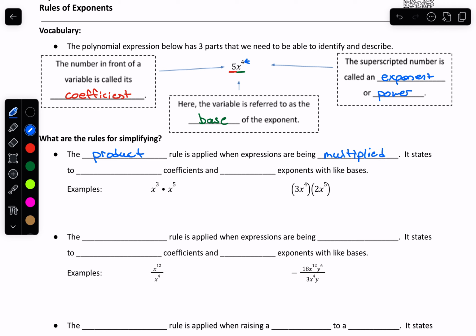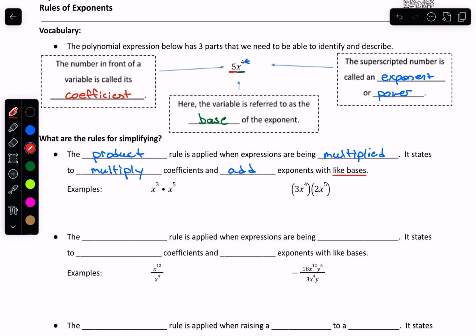It states to multiply the coefficients and add the exponents with like bases. A key here, by the way, is we need to have like bases. We're going to take that for granted as we move forward, but if we don't have the same base, then none of these rules actually apply. We're going to see this phrase like bases in all of these rules at least. If the exponents are not on like bases, in this case they're all x's at first, then we can't compare them and we can't use any of these rules.